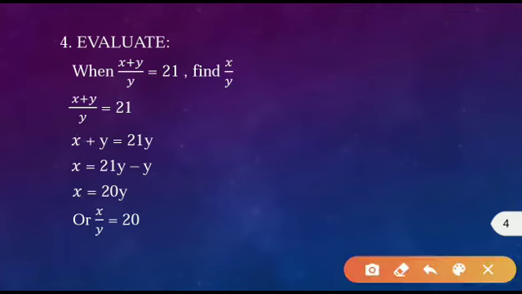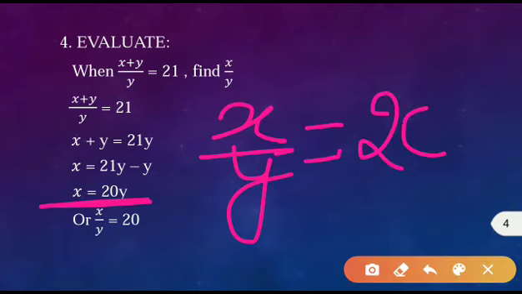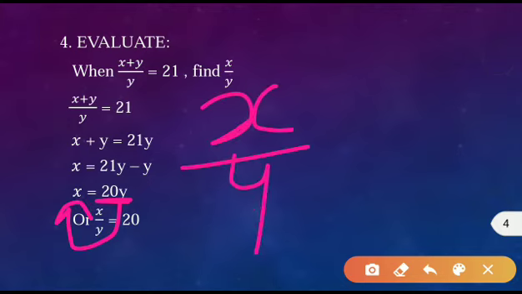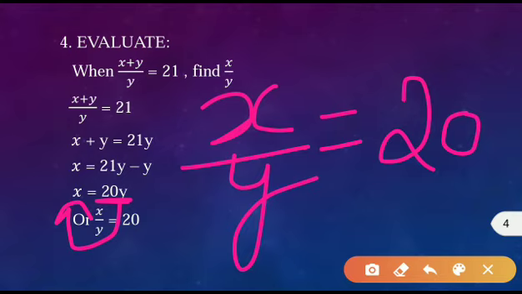Now this can be written as x by y is equal to 20. Why? Because 20 and y are both with the multiply sign, so when it comes to the left hand side, it will become divide. x by y is equal to 20. So the value of x by y is 20, which is your answer.